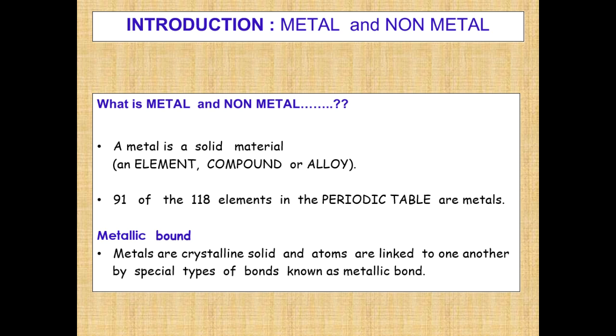Now we will know what a metal and a non-metal are. A metal is a solid material, as an element, compound or an alloy. We know in the periodic table, out of 118 elements, 91 are metals. So the majority of the elements in the periodic table are metals. Just a brief on the metallic bond. Metals are crystalline solids, and atoms are linked to one another by a specific type of bond known as metallic bond.